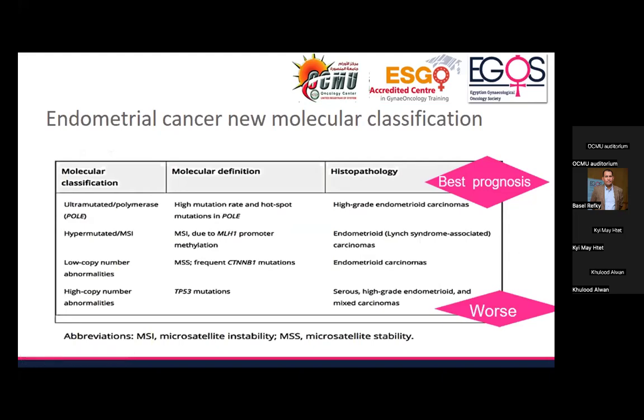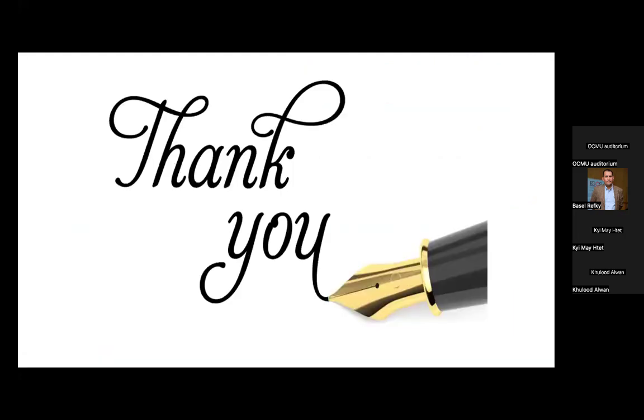But the worst prognosis has the P53 mutation, the high copy number abnormality. This is the serous, non-endometrioid type, serous, high grade and mixed carcinoma. It has the worst prognosis. And this will be illustrated further by Dr. Basil in 2 weeks. Thank you.